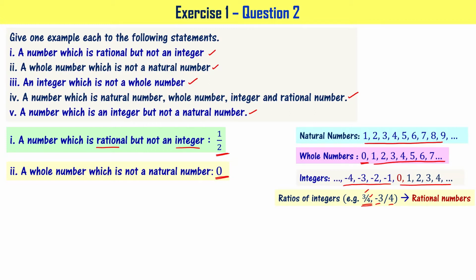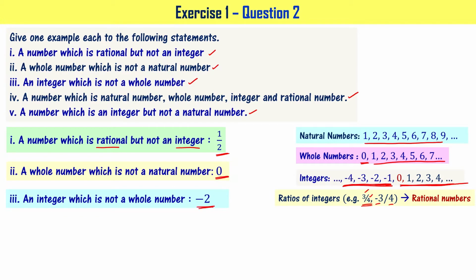Now let's go to the third part of the question. An integer which is not a whole number. Look at this. You have all these integers. These are not whole numbers, right? When it comes to 0, 1, 2, 3, 4, 5 and so on, these are all whole numbers, right? So to answer the question, an integer which is not a whole number, I can take any of the negative numbers. I wrote minus 2. You can write minus 3, minus 1, minus 4.